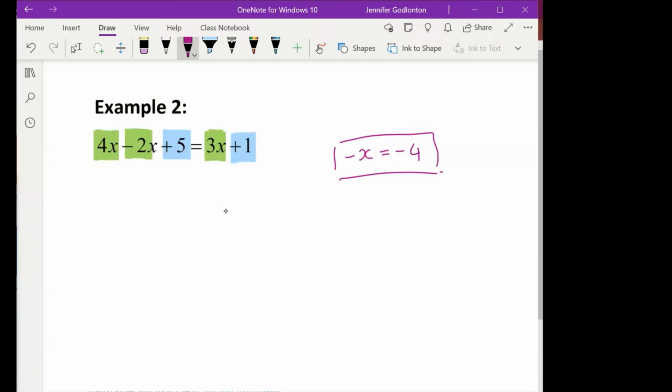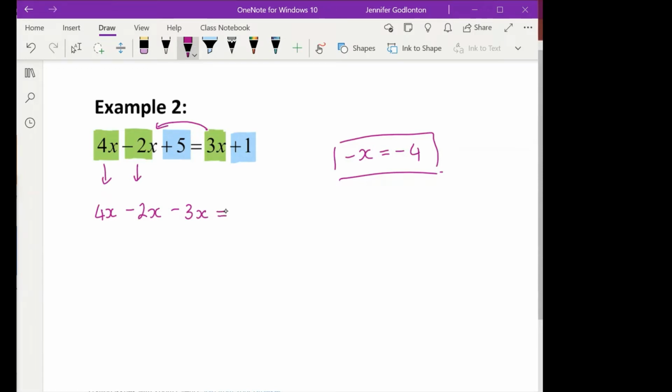little bit of work. So our goal is to get our x's onto one side and our numbers onto the other. So this 4x is going to stay put. Nothing happens to it. This negative 2x also stays put. Nothing happens to it. And that 3x is going to move over. So its sign is going to change. So it was positive 3x and now it's going to become a negative 3x.